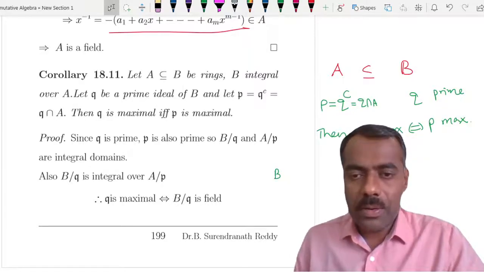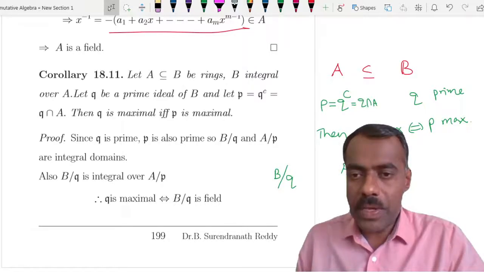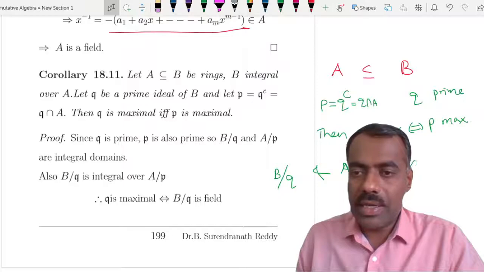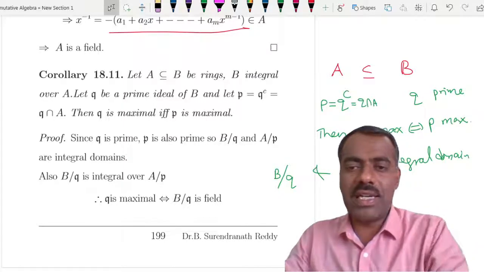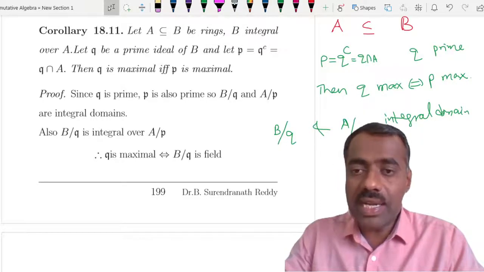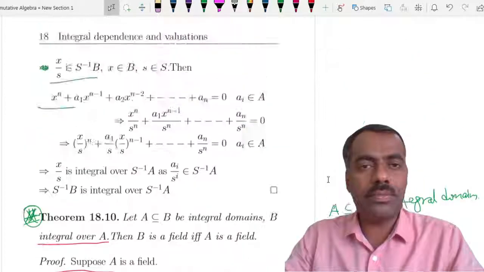So we have B, then you go modulo Q, and A modulo P. Because both are prime ideals, what we know is that both quotients are integral domains. Okay, so here we can apply the previous results. So B over Q is integral over A over P. How is that? By the previous result here.